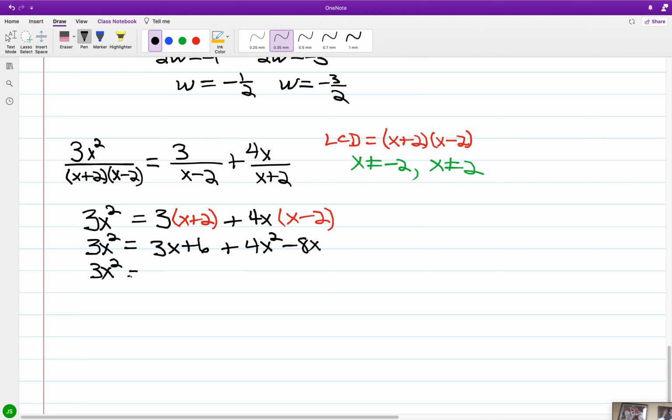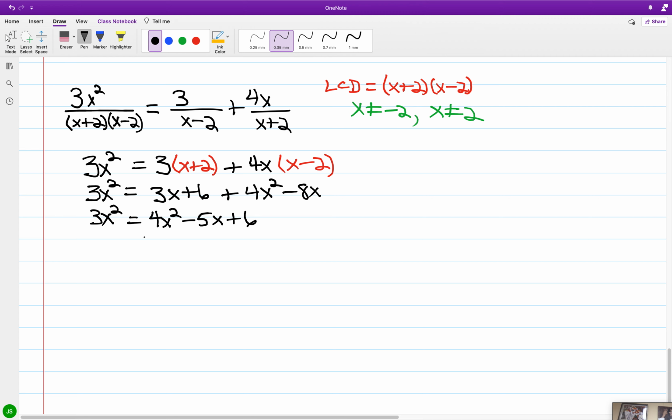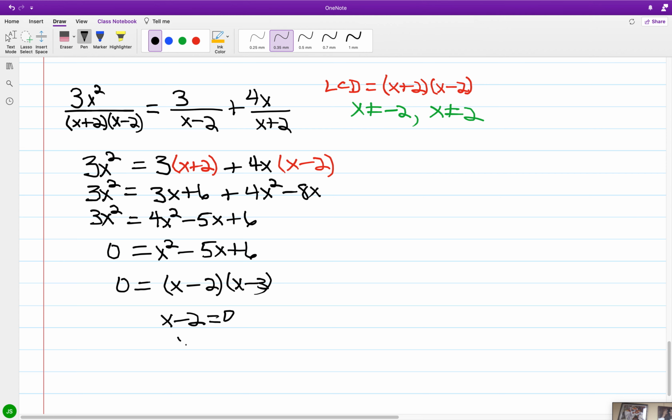And we have upon combining like terms together, so we have 4x squared, 3x minus 8x becomes -5x, and we have plus 6. So if I take 3x squared away, so I have 0 is equal to x squared minus 5x plus 6. And in factoring, okay, so I have 0 is equal to the quantity of x minus 2 times the quantity of x minus 3.